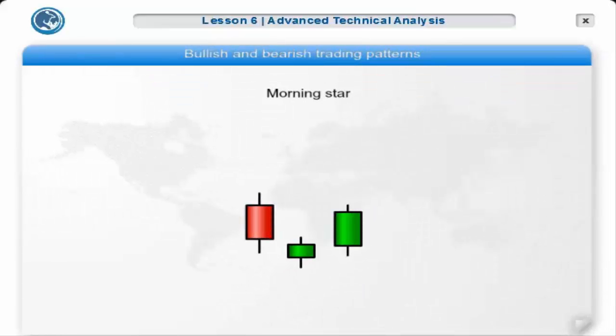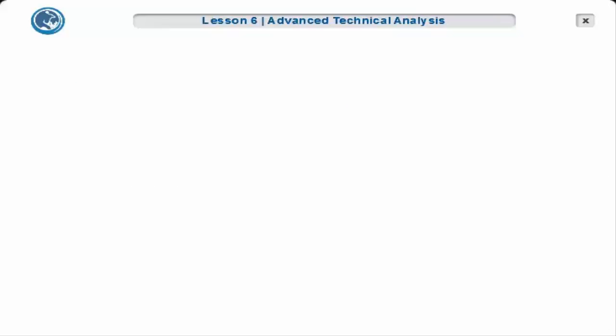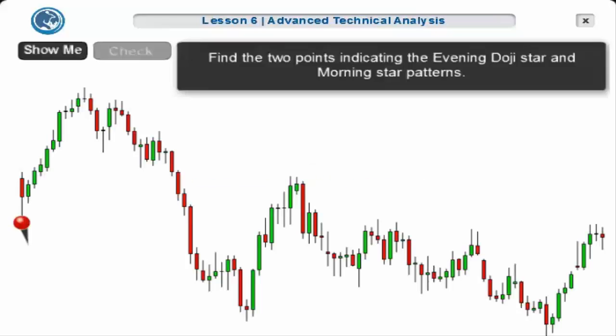Morning Star, a 3-candlestick reversal pattern indicating only a bullish outlook. The first candlestick is red and confirms a general trend. The second candlestick is green and shorter than the average, with a closing price that is near or lower than the closing price of the first candlestick. The third candlestick is green, with a closing price that is higher than the middle of the first candlestick. Find or mark the 2 points indicating the evening doji star and morning star patterns.